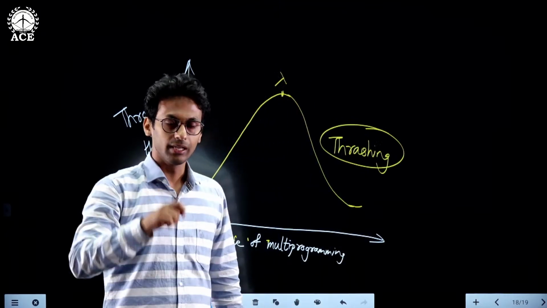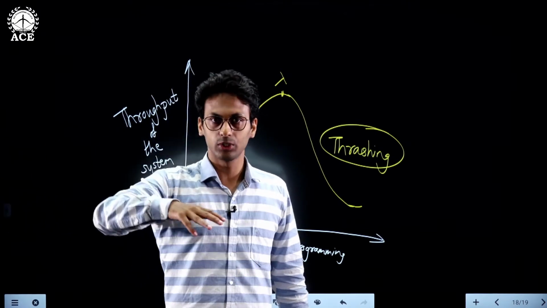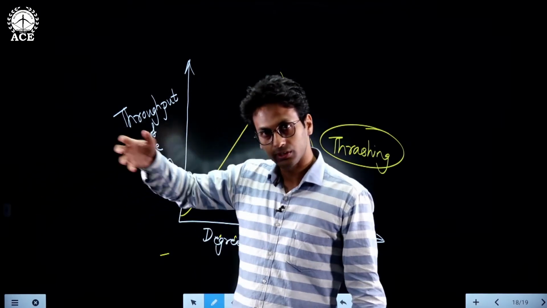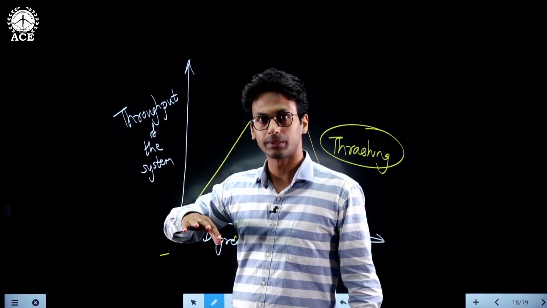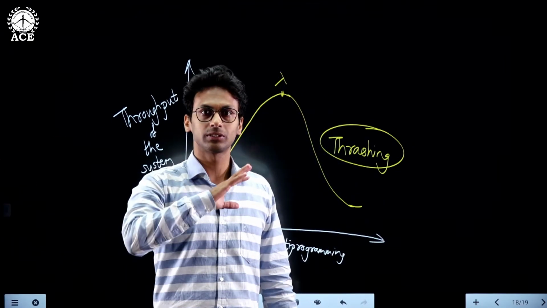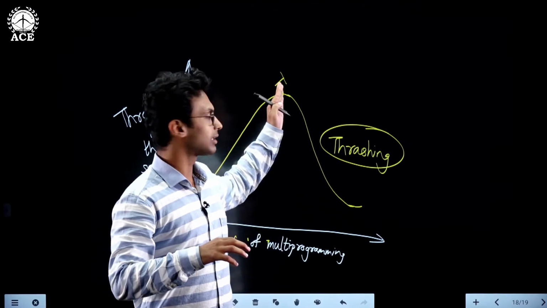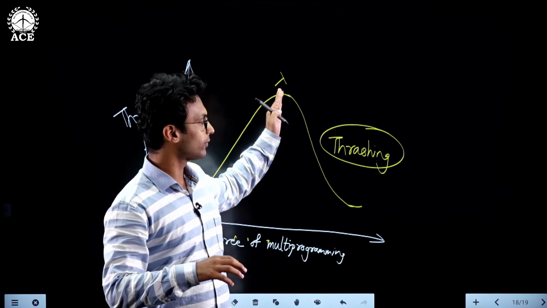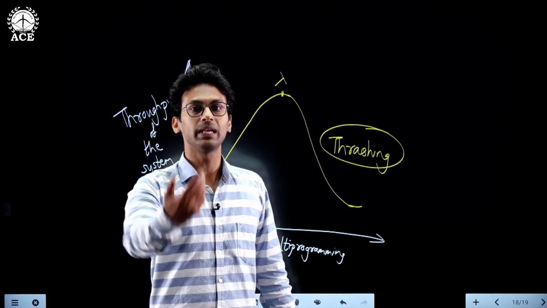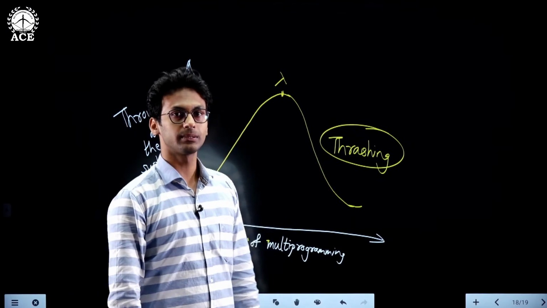Why does this happen? When we increase the degree of multiprogramming, it indicates what? Lots of processes come into main memory. The long-term scheduler will bring processes to main memory, isn't it? From new to ready state. If the long-term scheduler brings a lot of processes into ready state, what will happen? After this certain threshold, instead of increasing, throughput will start decreasing. Why? Because processes will spend more time in page replacement. That is why the throughput will decrease.